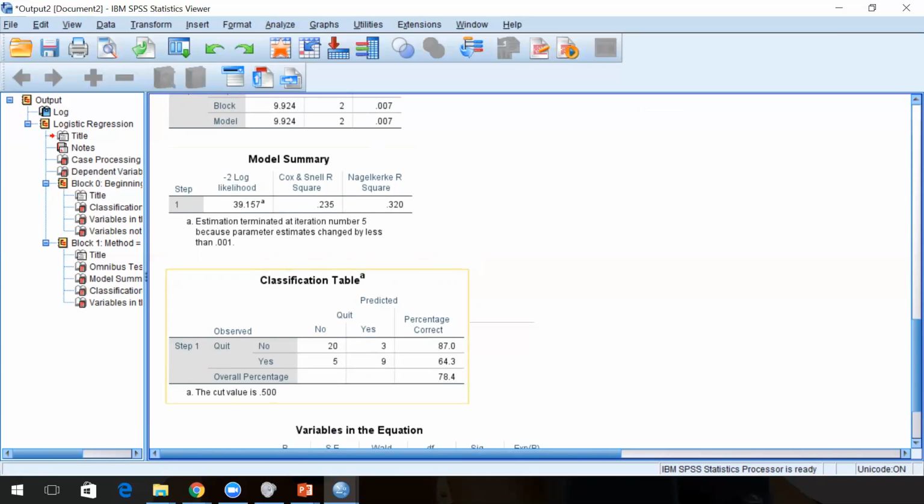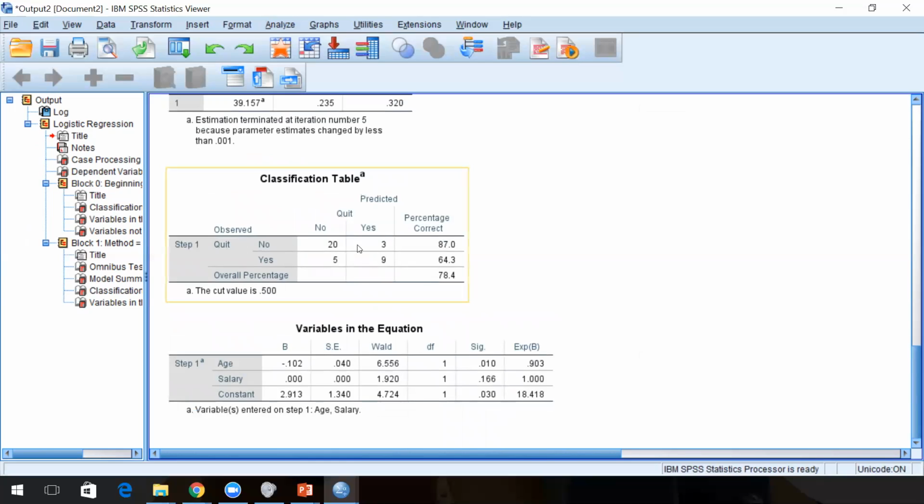We have predicted on top, observed here on the side. 20 people did not quit, and we predicted they did not quit, got those right. 9 people quit, and we predicted they quit, got those right. We have 3 people who did not quit that we predicted did quit, got those wrong. We have 5 people who did quit, we predicted they did not quit, got those ones wrong too.